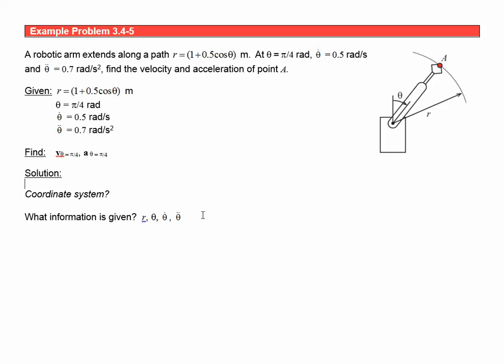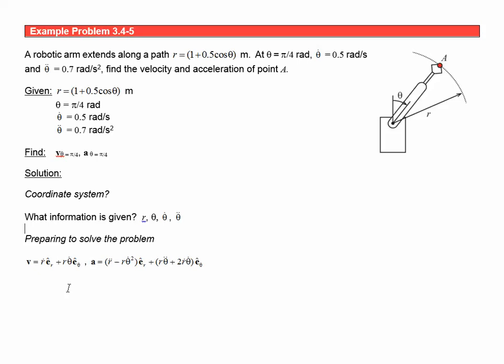So once you decide which coordinate system that you want to use, you usually write down the formulas that can help you solve the problem. In this case, the polar coordinate has a velocity and acceleration equation as a function of these known variables. So let's write that down and see what we have and what we need.